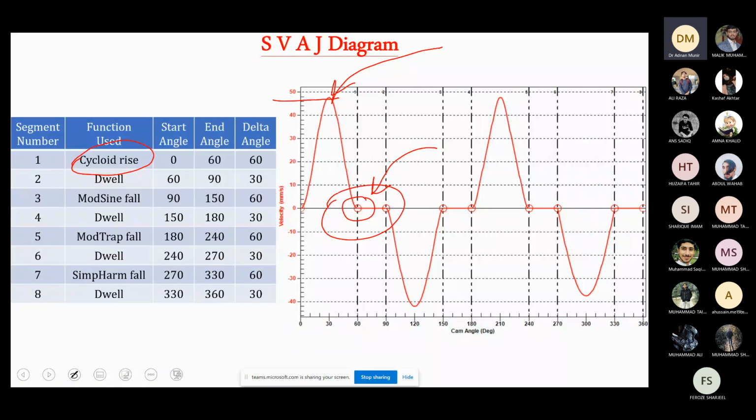Then we have a mod sine fall. This fall is characterized by this function, and then you can see that we have a peak over here, and then it falls again, and then again we have a dwell where the velocity remains constant. Again, we have a rise, which is characterized by this peak, and then we have dwell, fall, and dwell. So this is the velocity profile that we get from the functions of the displacement that we used. Is it clear so far?